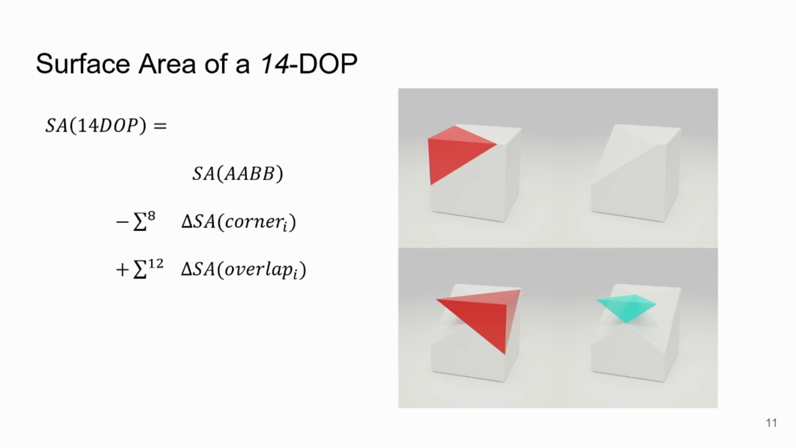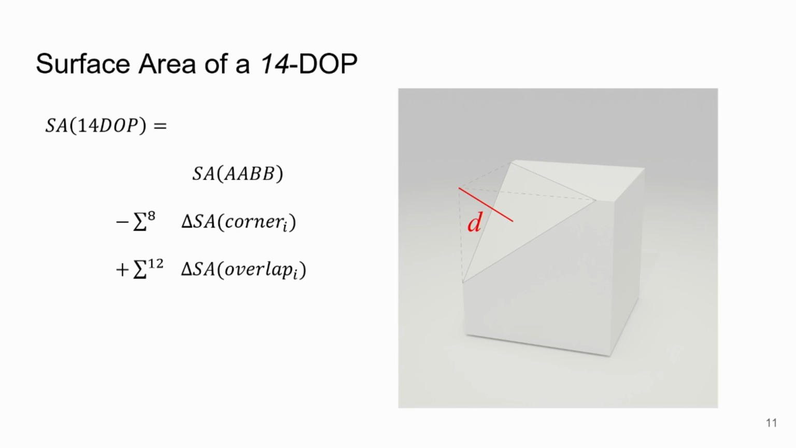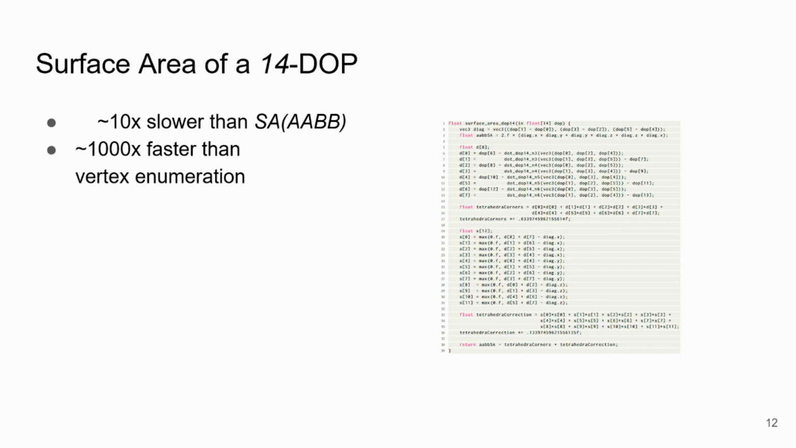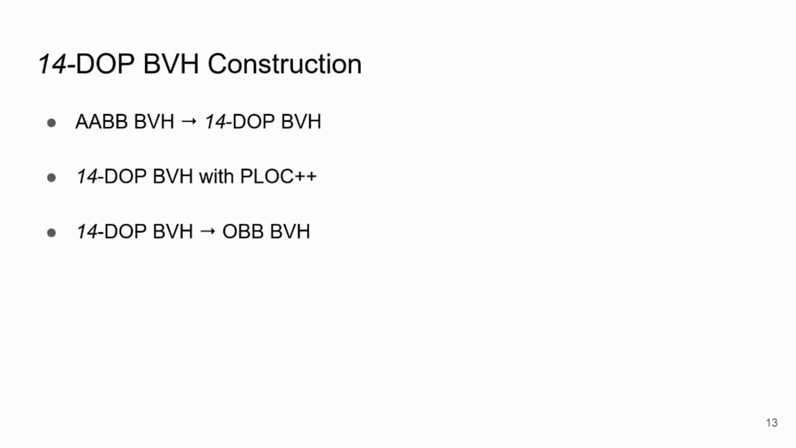The full derivation of this formula is in the paper. I will not go into much more detail here, but I will mention this. Both the surface area of the corner and these overlaps are functions of this variable d, which is actually the distance of a cutting plane from the corresponding vertex of the AABB. It fits in a few lines of code, and it is 1 order of magnitude slower than computation of AABB surface area, but it is 3 orders of magnitude faster than performing vertex enumeration over the same 14-DOP, which is nice. So now, with this knowledge, let's build some BVHs.